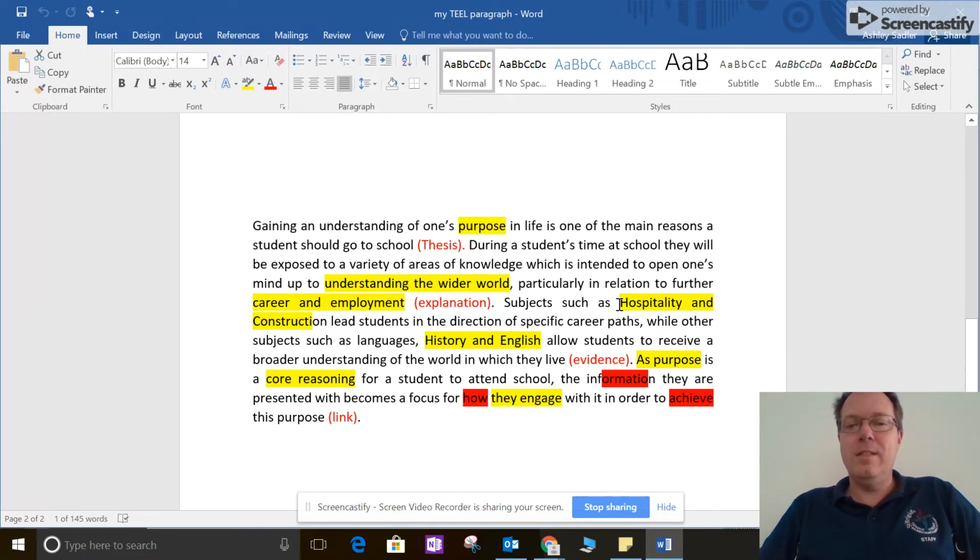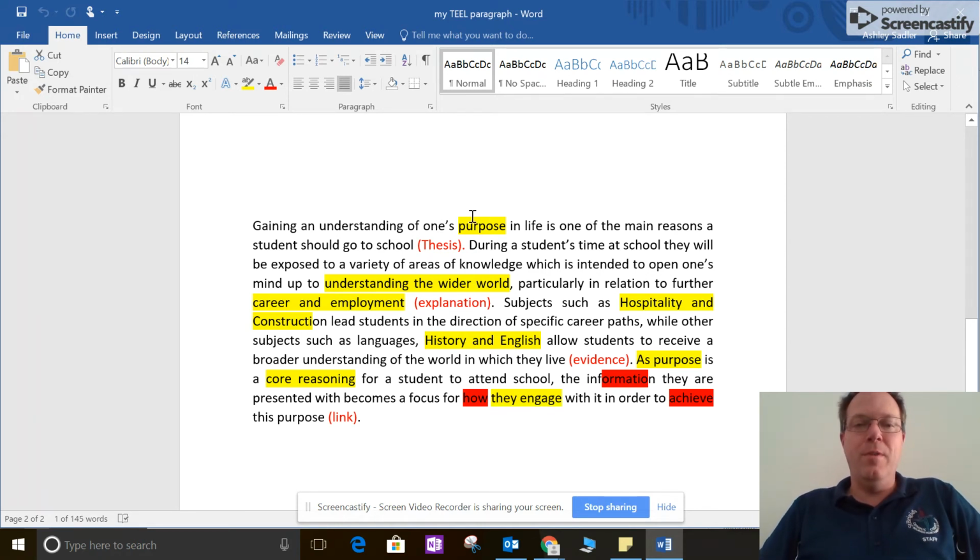So subjects such as hospitality and construction lead in the direction of a specific career path, while other subjects such as languages, history, and English allow students to receive a broader understanding of the world in which they live. So I've said you're coming to school for a purpose. The whole idea for understanding the wider world, that's going to get shown in history and English. But if your purpose is just to come to get a job, subjects like hospitality and construction can help you get those jobs. So I'm not making a judgment on any of those 4 subjects, but I'm saying the concept of the purpose is expressed in different ways.